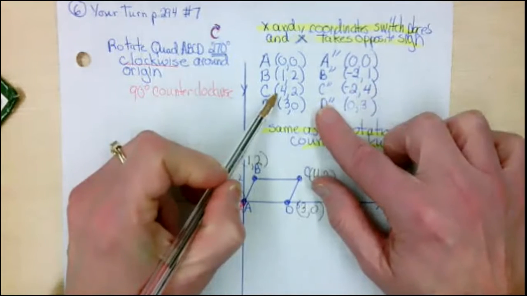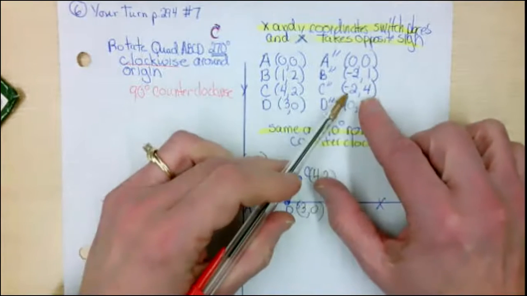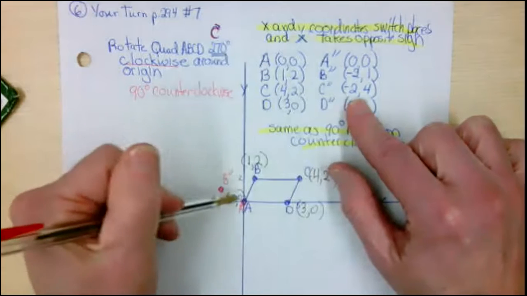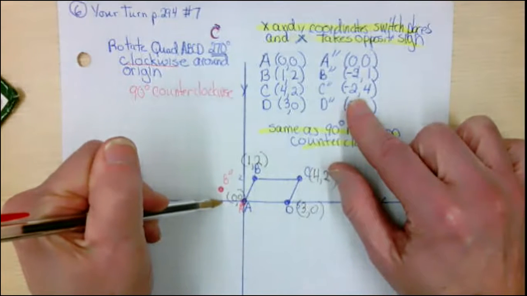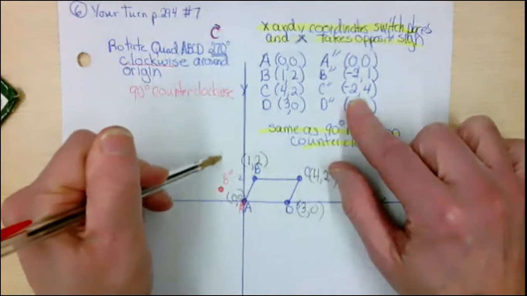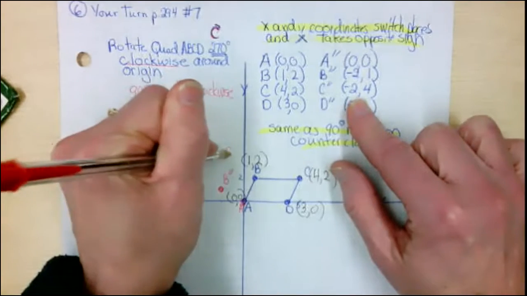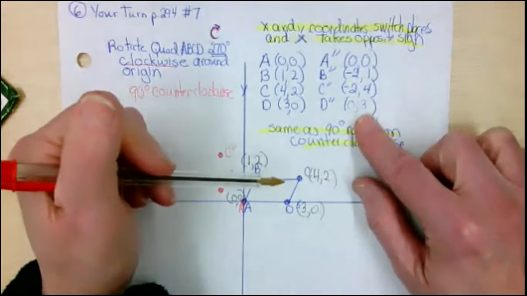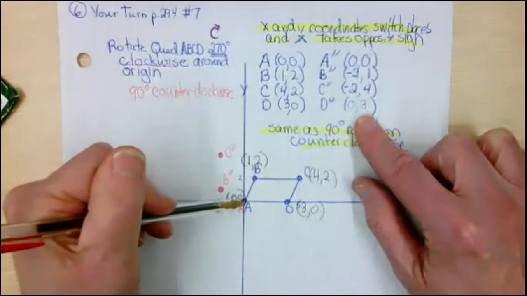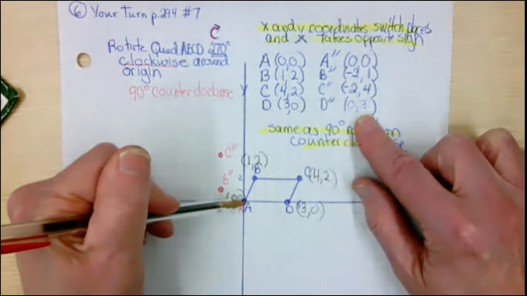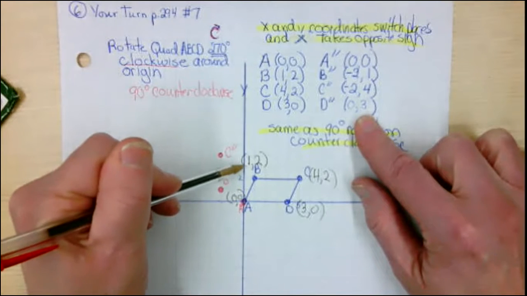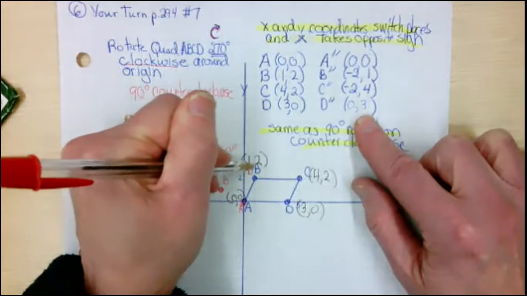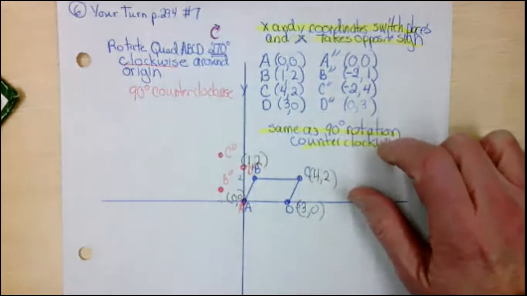C was 4, 2. They're going to switch places, and the first one's going to become the opposite sign. So C is going to be -2, up 4. 1, 2, 3, 4. That's going to become C double prime. And then D was 3, 0. It is now going to be 0, 3. 1, 2, 3. Okay, and then I connect my dots.